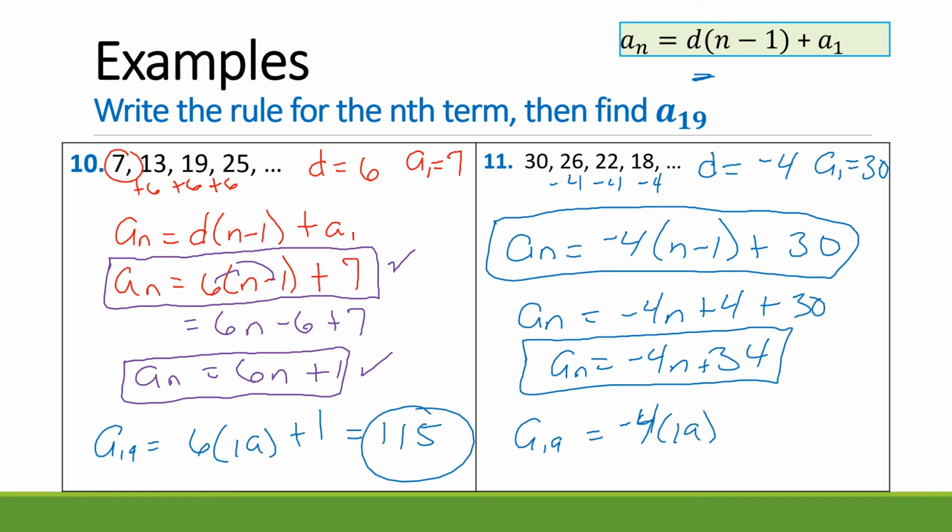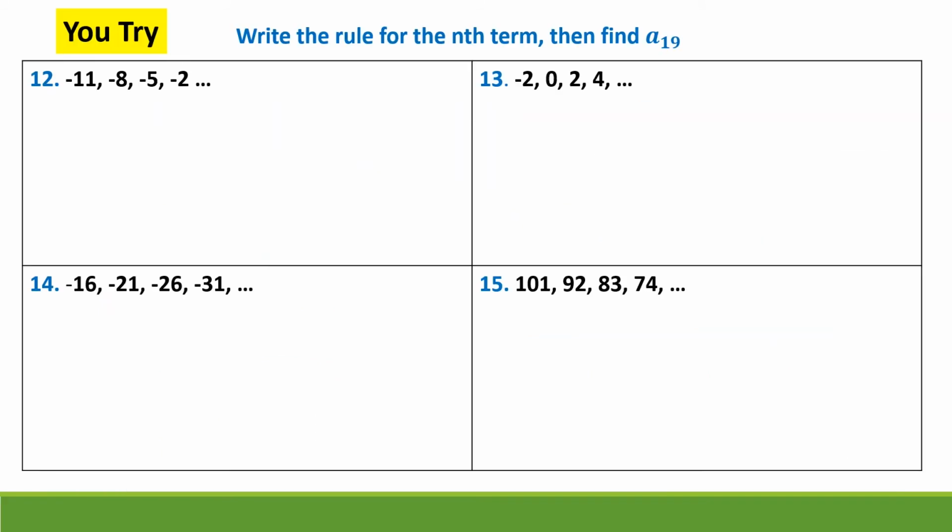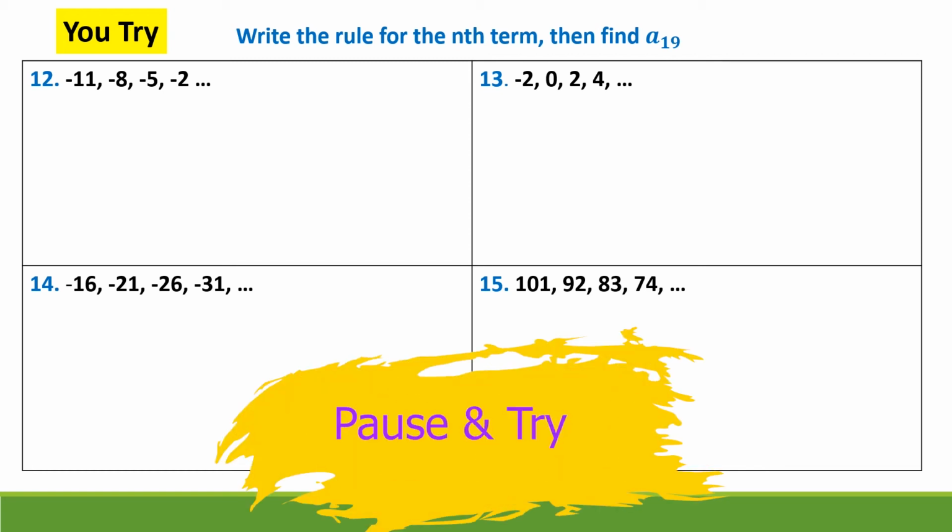n, I get negative 42. So I have written a rule for each one of these problems, and I have found the 19th term. So for these 4 problems, I would like for you to try them on your own, write a rule for the nth term, as well as find the 19th term. So go ahead and pause the video and try these problems on your own.